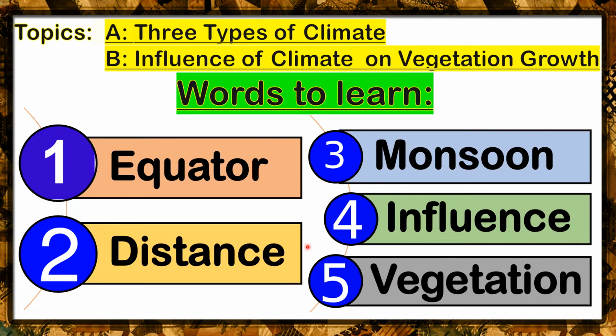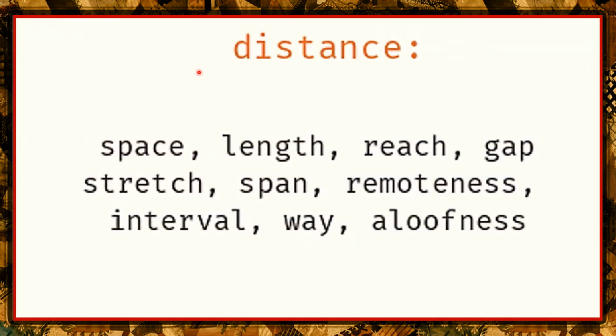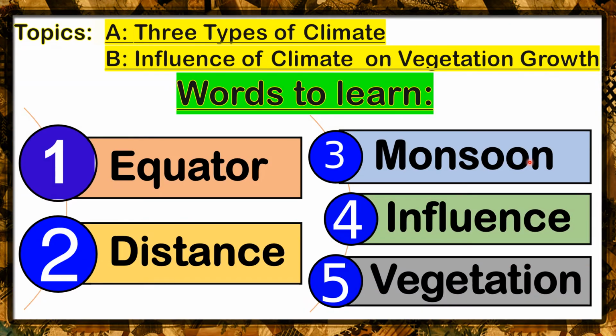The next one is distance. So distance means space, length, reach, gap, stretch, span, remoteness, interval, way, aloofness. So when you say distance class means the gap between two places, like point A, point B, or the gap between St. Joseph Building or Ave Maria Building.